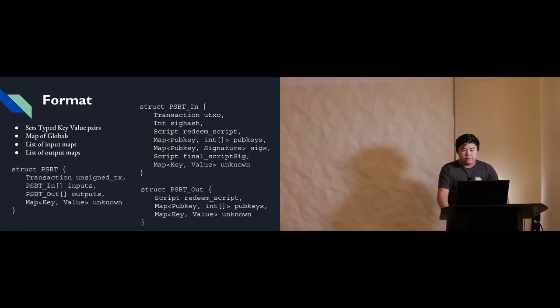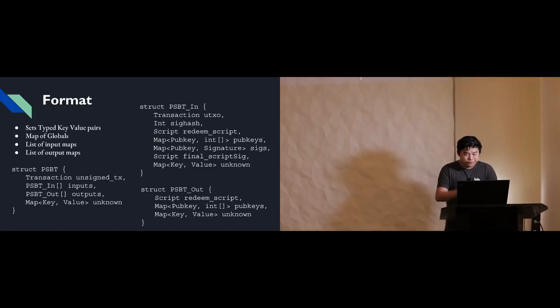For our inputs, the data we include is the UTXO of the output that we're spending, the sig hash type that we want to sign with, scripts, or redeem scripts, signatures themselves, public keys and their BIP32 derivation paths for this input, the final script sig, and also a few unknowns. There are actually SegWit variants for the UTXO, the final script sig, and the redeem script, because SegWit has some slightly different semantics.